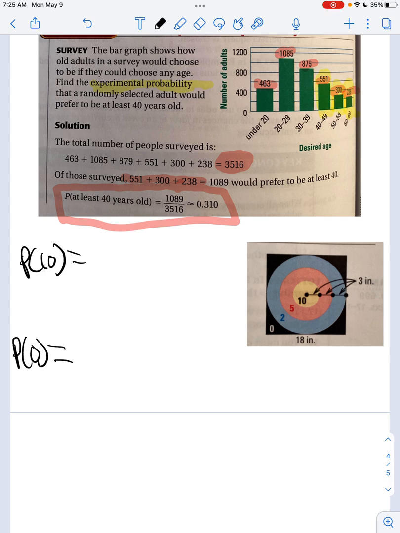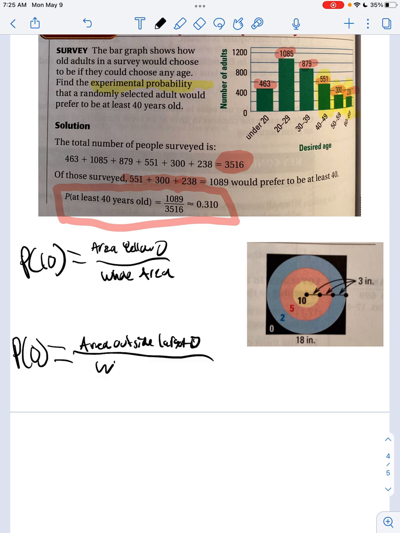So the probability of getting 10 is finding the area of the yellow circle, and then this is the whole area. And then the probability of getting a 0 is the area that's left over outside of the largest circle. So the area outside the largest, so again the blue circle, and then divided by the whole area one more time.